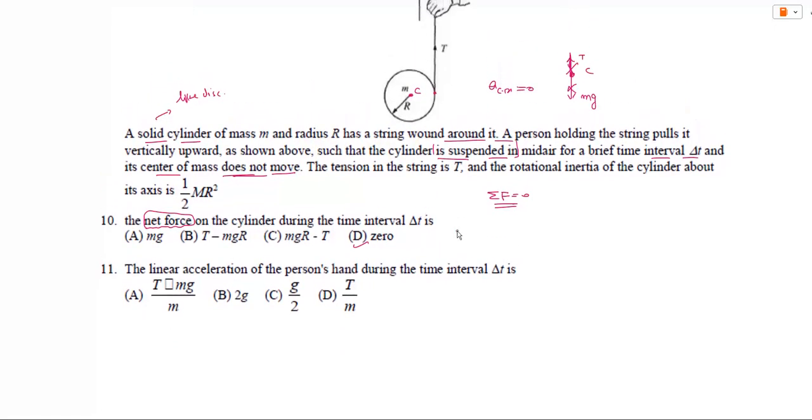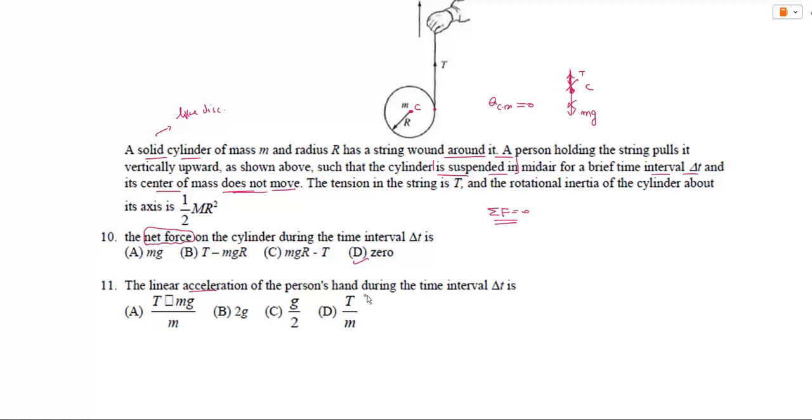11th question. The linear acceleration of the person's hand during the time interval is, or we can say that this is valid, because what are the forces that are acting on the disk? Only two forces are acting on the disk. Yeah. So that is mg, and the other force is the tension force. There is no other force, because the sum of forces has to be zero, and a single force cannot be zero, na? Because weight is acting. Yeah. So there must be some other force that is cancelling it, and in this picture we have only the tension as the other force. Okay.